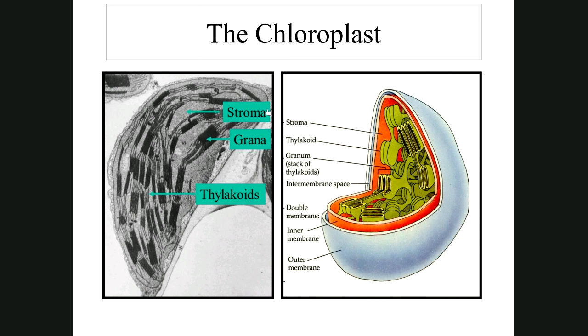The chloroplast has three membranes. An outer membrane, this light blue shell on the outside, that's the membrane. An inner membrane, this orange colored part of the picture. So it's got two membranes, but it has a third membrane. These thylakoid discs here, these thylakoid discs are a third membrane system of the chloroplast.